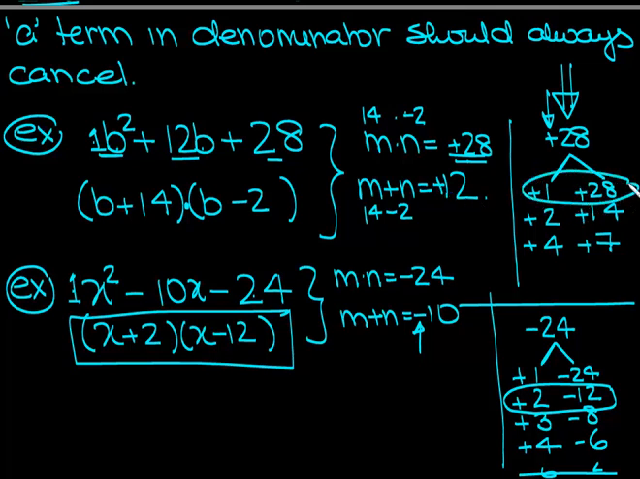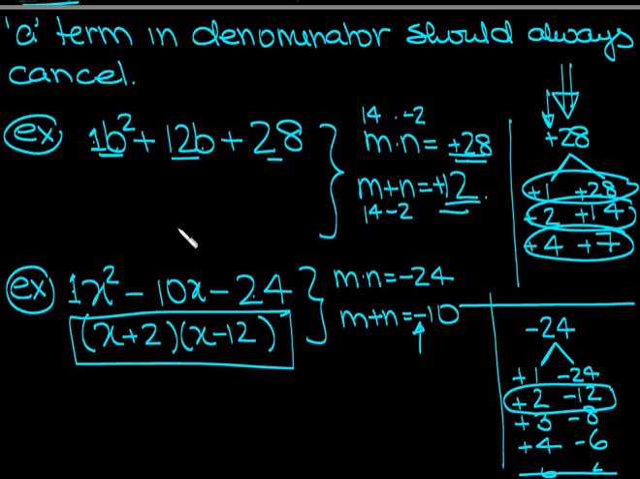So I want to find which of these pairs add up to 12. I have 28 and 1 is 29. 2 plus 14 is 16. 4 plus 7 is 11. So none of those add up to 12. That means this polynomial cannot be factored.